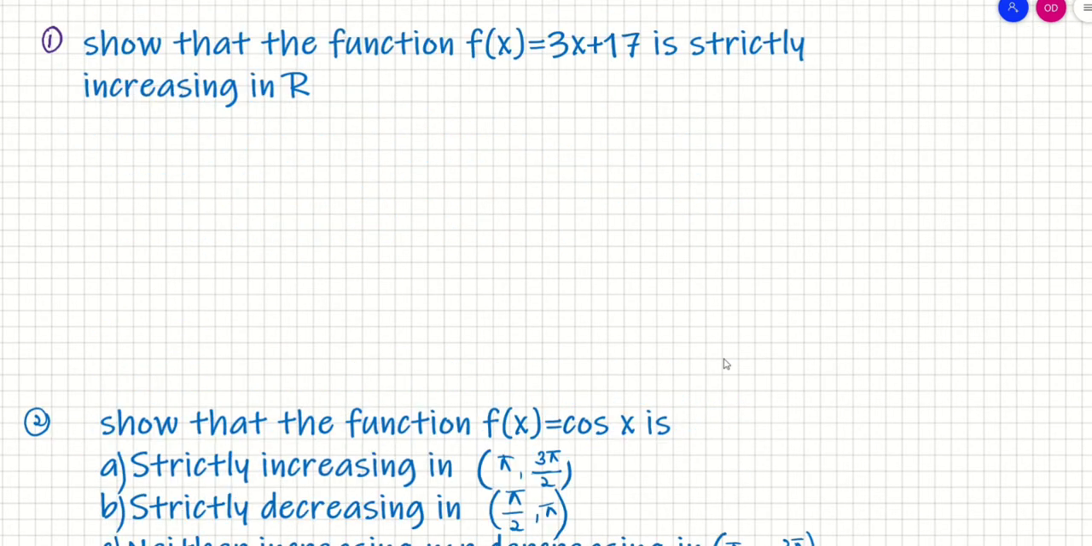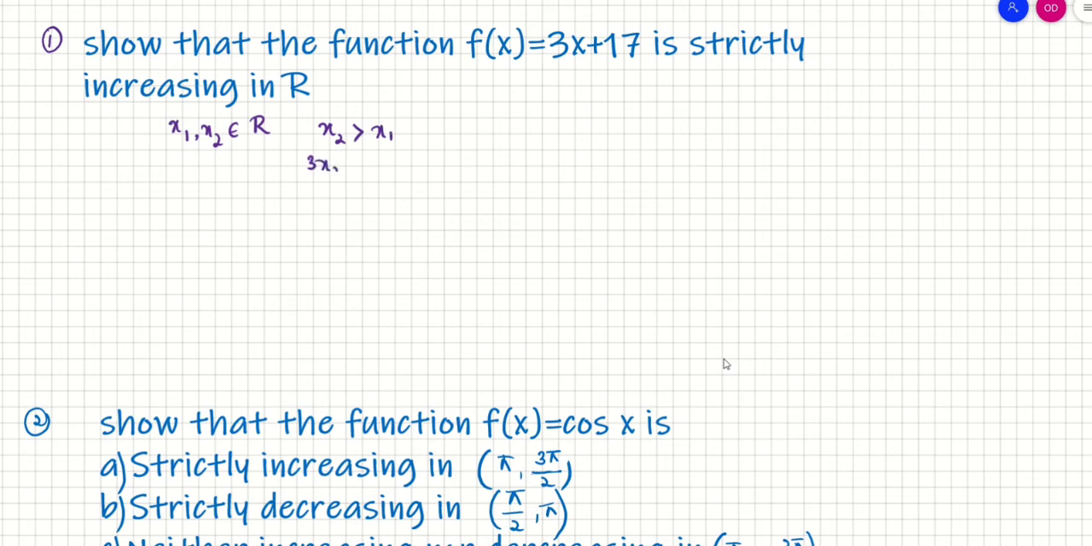So now let's solve the questions of type 1. We have the first question. Show that the function f of x is equal to 3x plus 17 is strictly increasing in R. R is the set of real numbers. So let's take x1 and x2 in the set of real numbers, such that x2 is greater than x1.